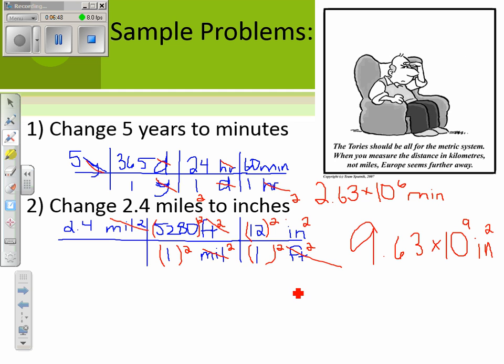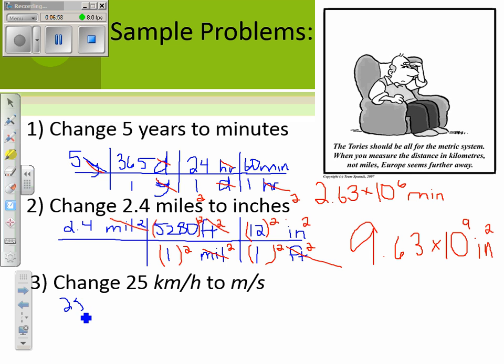Okay. Then when you have a combined unit like this, you're going to always start with your 25 kilometers on top, and then you want to put the hours on the bottom. You're always going to deal with it as first your top one and then your bottom one. So we want the top one to go to meters. So for example, I know that for every 1 kilometer, there's 1,000 meters.